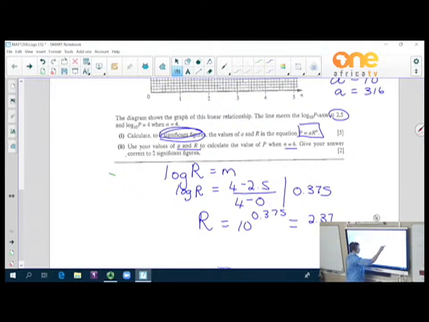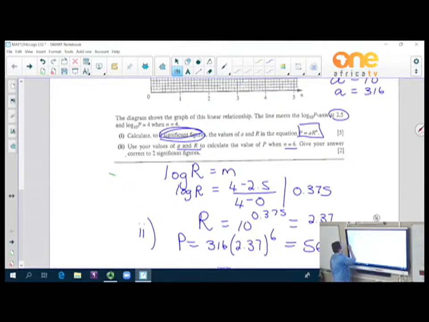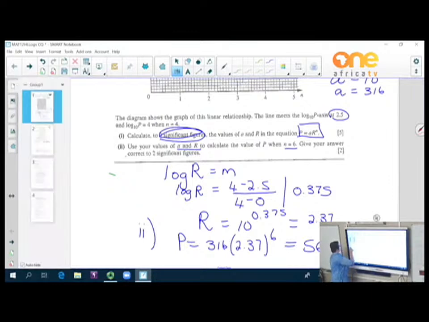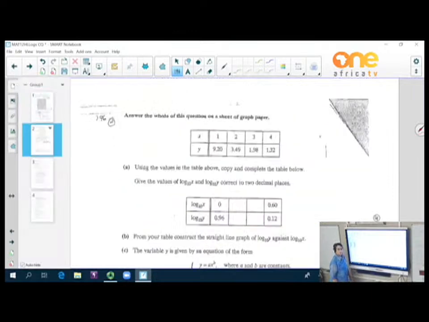But now I'm going back to my original equation there. So I'm going to say P is equal to, now A was 316, R is 2.37, N is to the power of 6, and my answer is 56,000. 56,000 for that one. Right, so now I want you to try number 2 first on your own.